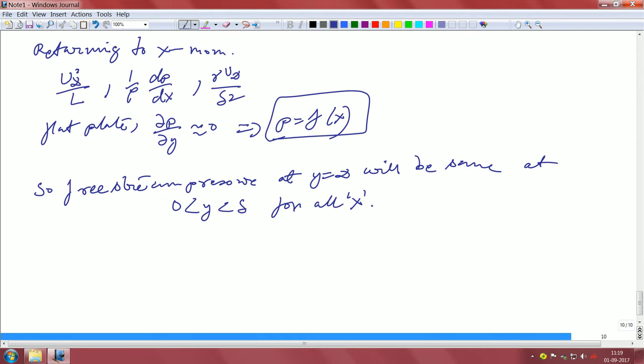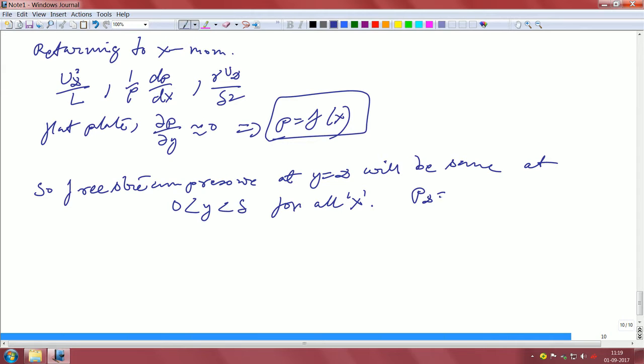So, anywhere in the boundary layer at any distance from the leading edge, your pressure within the boundary layer will be the same as whatever is the pressure outside the boundary layer. That means as if the outside boundary layer pressure is imposed within the boundary layer, got it. That is what it means, because there is no variation with respect to y, correct. So, however the free stream pressure varies, that is what is imposed within the boundary layer, correct.